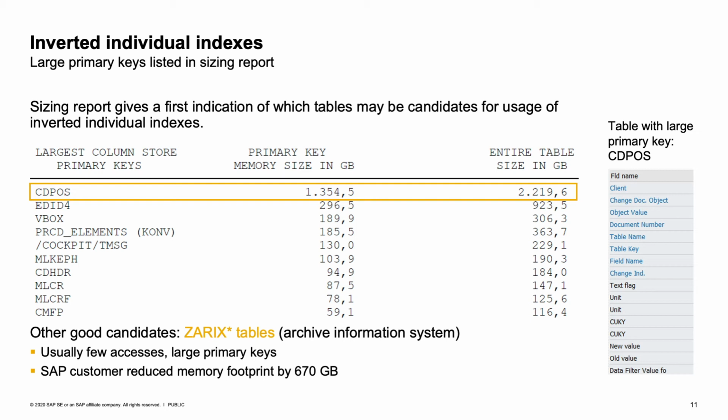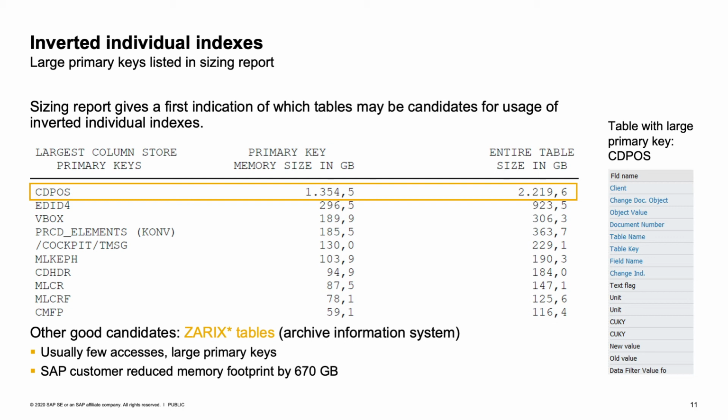These are examples that we quite often see. CDPOS, change document line items. What you see here is a sizing report. And you see that the primary key itself consumed 1.3 terabyte, which is more than half of the total table including indexes, which consumed 2.2 terabyte. CDPOS is anyway not a heavily accessed table. Change documents are accessed individually on request. Basically no analytics on this.